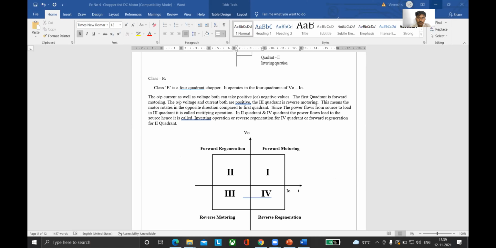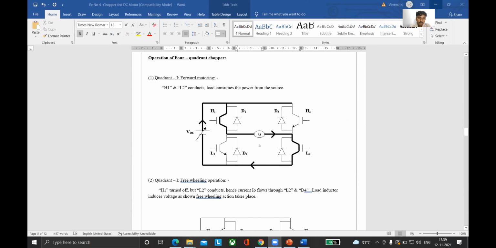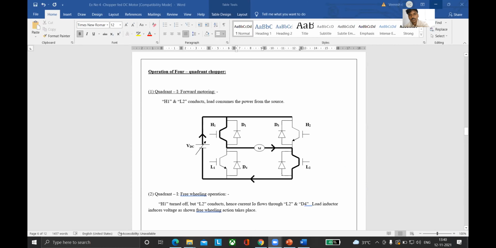So let's see the circuit diagram of this Class C chopper. You can see here in the first quadrant, the switch 1, that is H1. Here we have taken H1, H2, L1 and L2. You can also take the switches as S1, S2, S3, S4; in any way you can take.